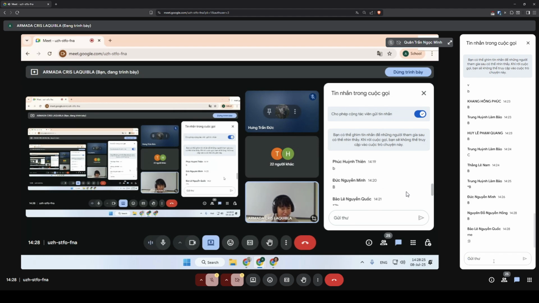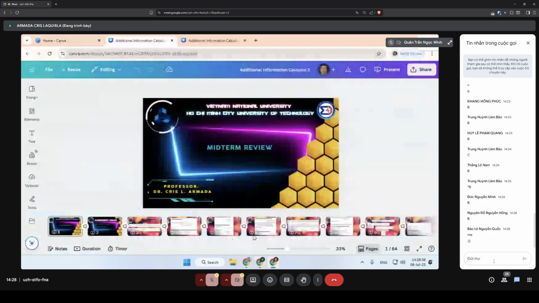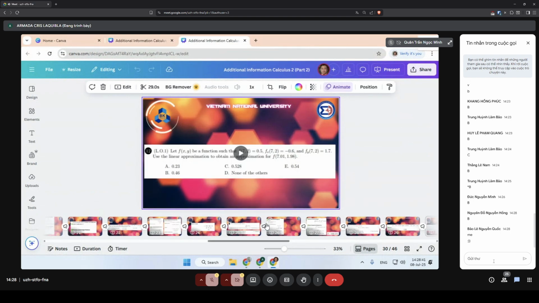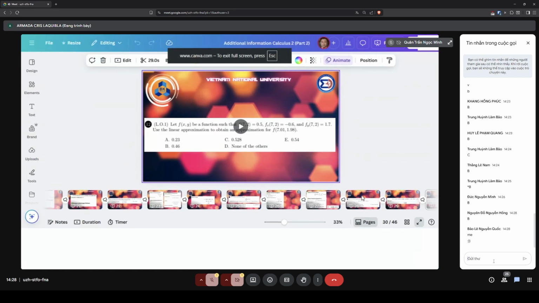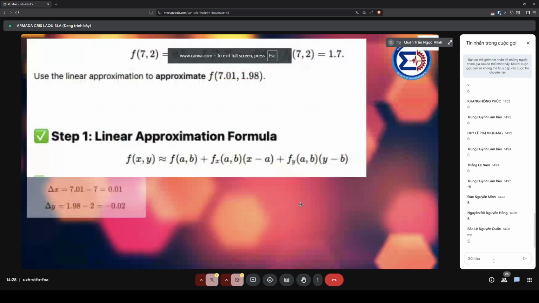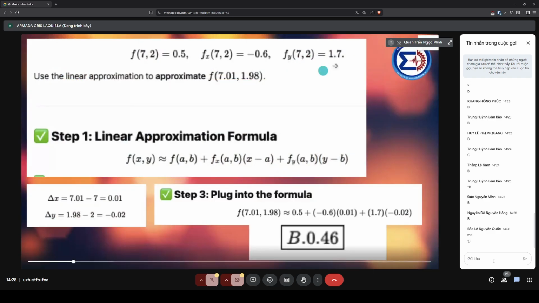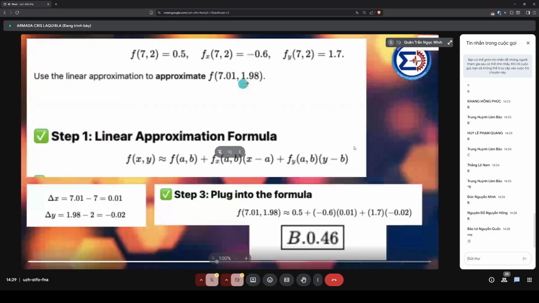The last one who sent it is here, 12. B. Is it Bauli Nguyen Cook who sent the first answer B? You have their number 12, right? B, 0.46. And you have this F, your Fx, and then your Fy. That's the value given. Then use linear approximation to approximate this. Your F is 7.01, 1.98. This is your X here, 7.01, and this is your Y.